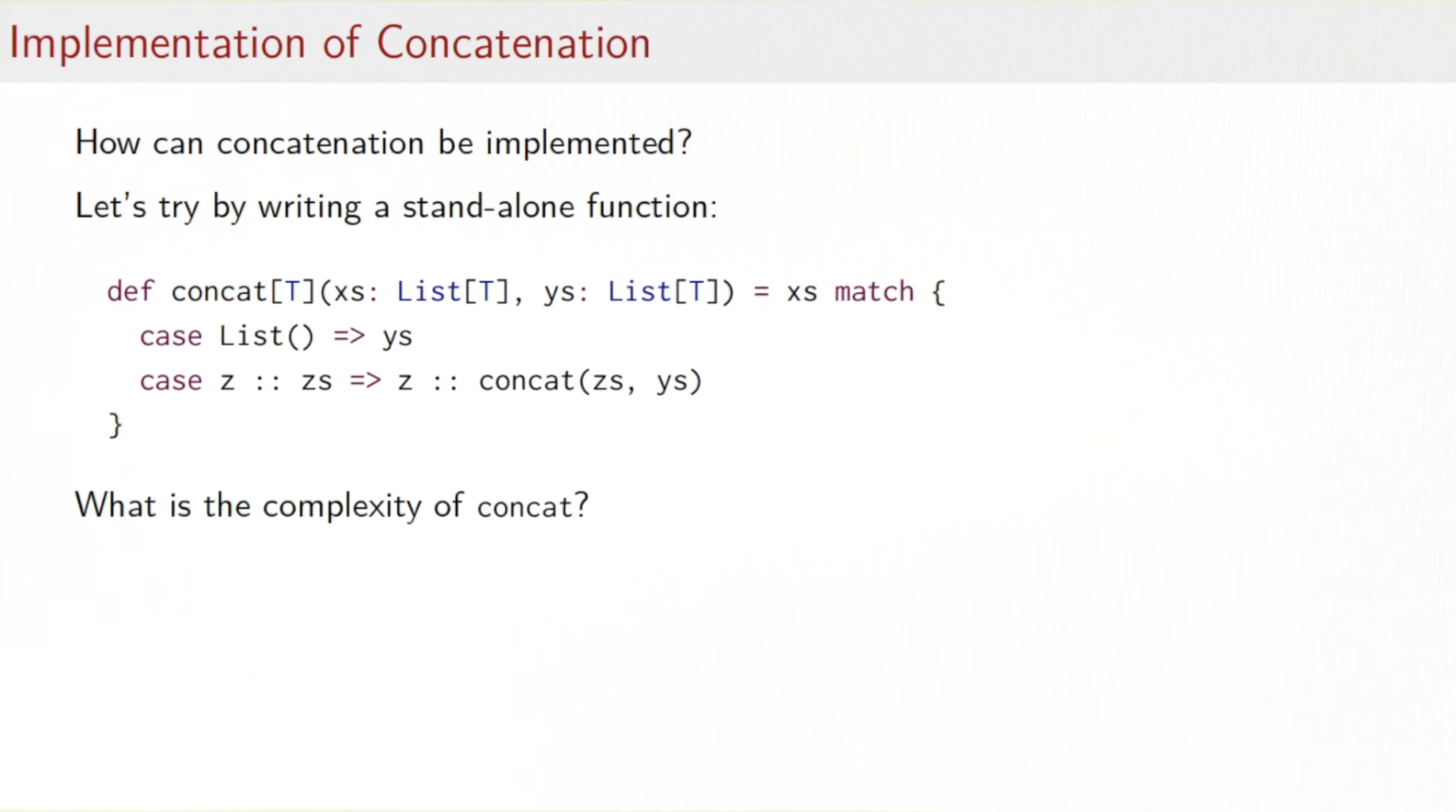Now, what is its complexity? Well, we see that we will need a call of concat for each element of the left list. So complexity would correspond to the length of the list xs. Sometimes we use in mathematics the notation with the double bars to indicate the size of something.